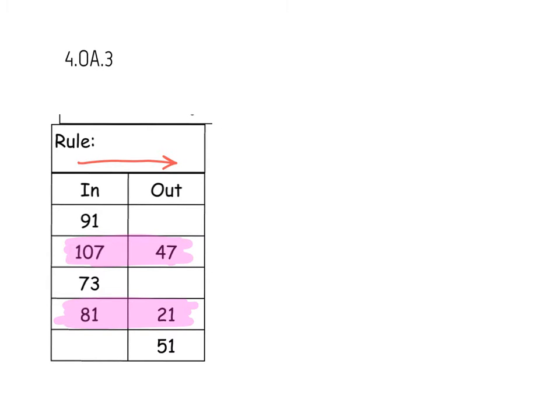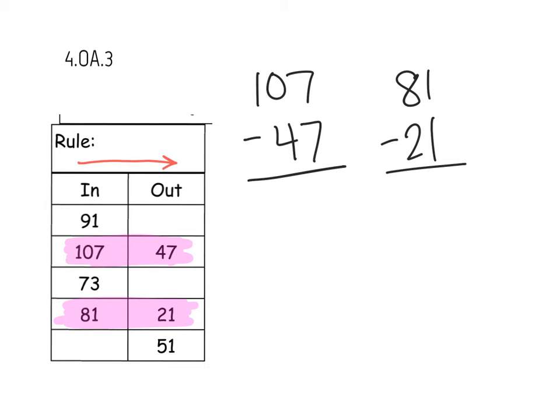So what I'm going to do is take those and subtract those two numbers. And when I do this, both answers should be the same. So when I subtract 107 minus 47, 7 minus 7 is 0. 0 minus 4 I cannot do. I need to borrow from my 1, make it a 0, make my 0 a 10. And 10 minus 4 equals 6. So 107 minus 47 equals 60.